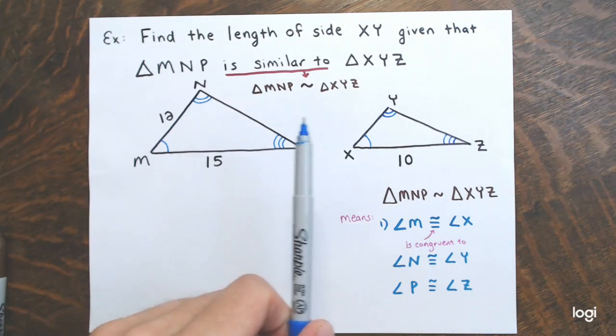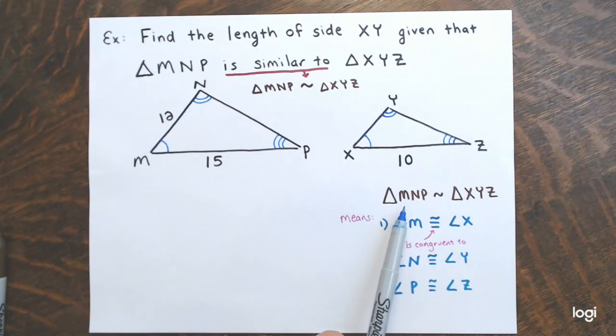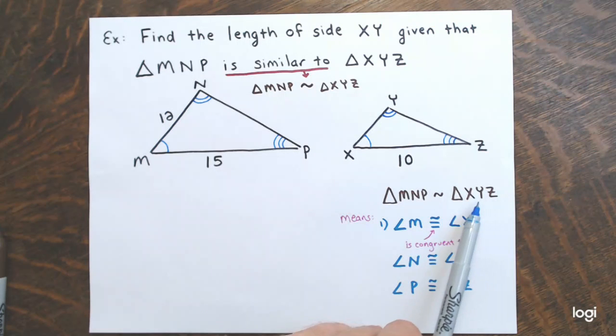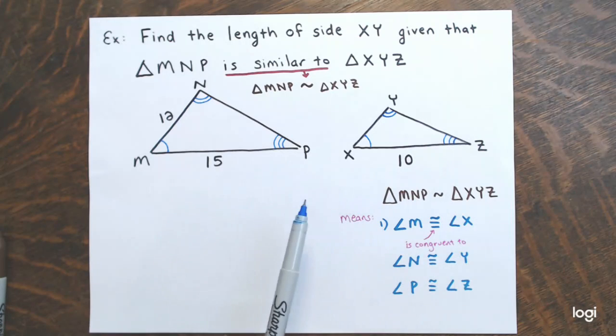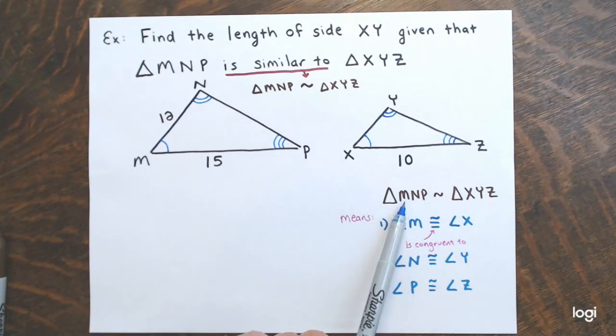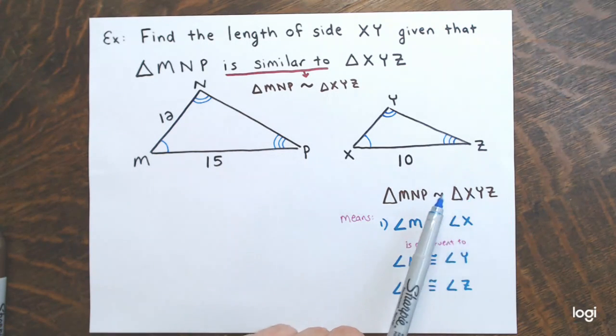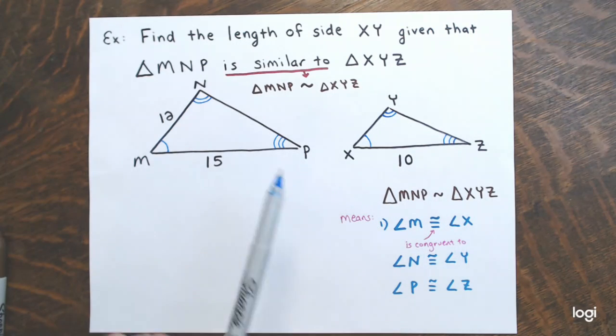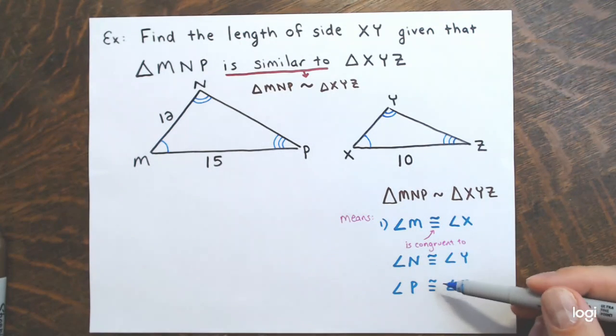So if that triangle is similar to that triangle, and they have named them this way, MNP, XYZ, then those are the corresponding angles, right? First letter to first letter, second to second, third to third. The corresponding angles are all congruent.